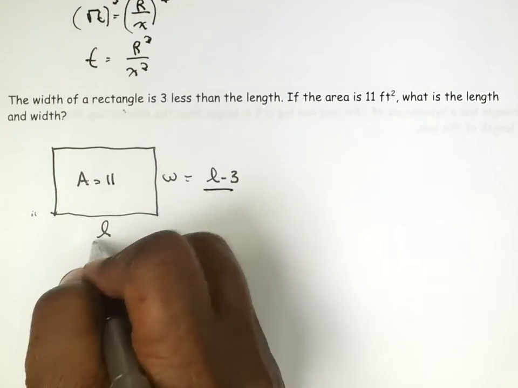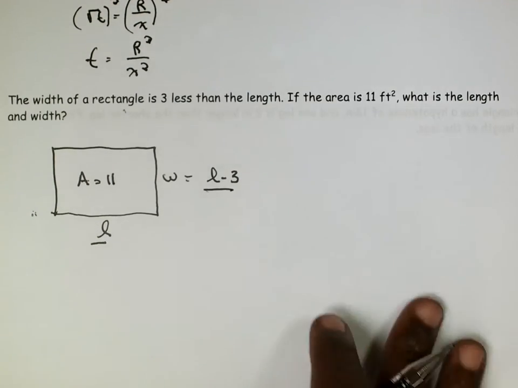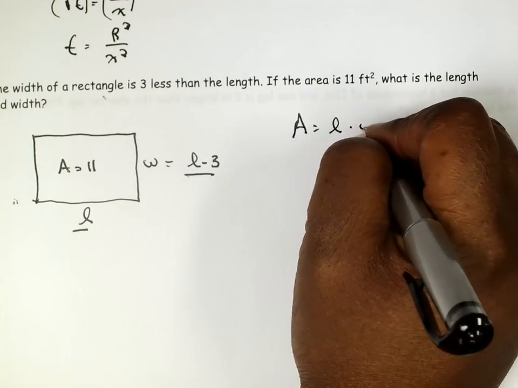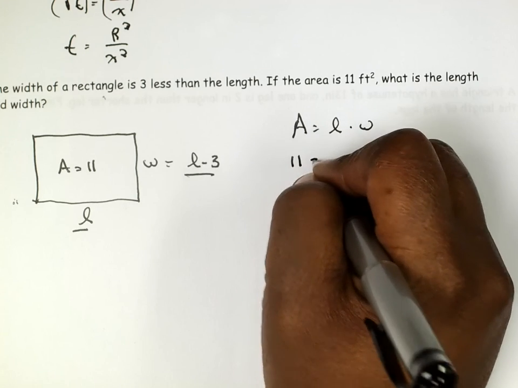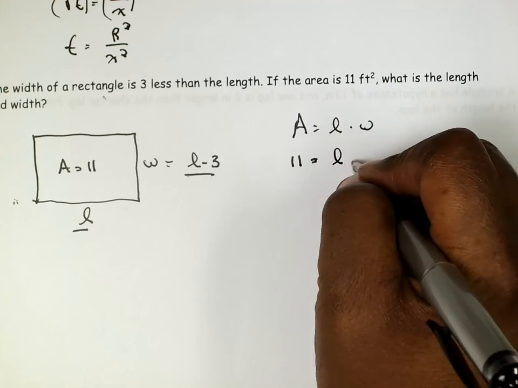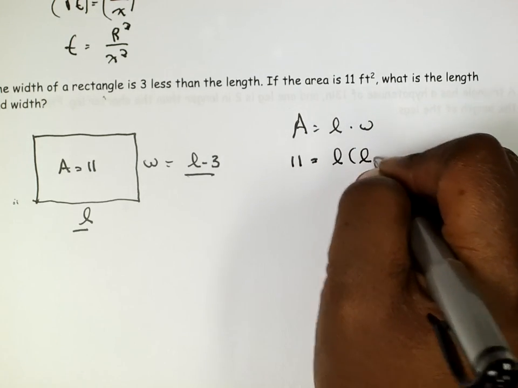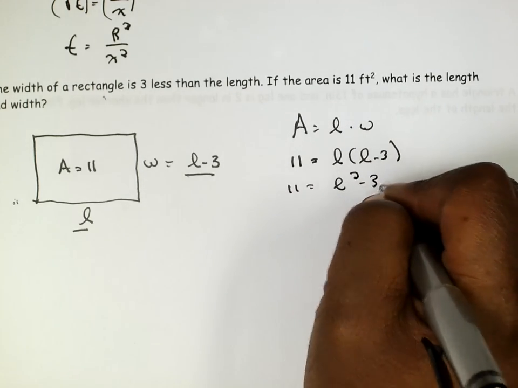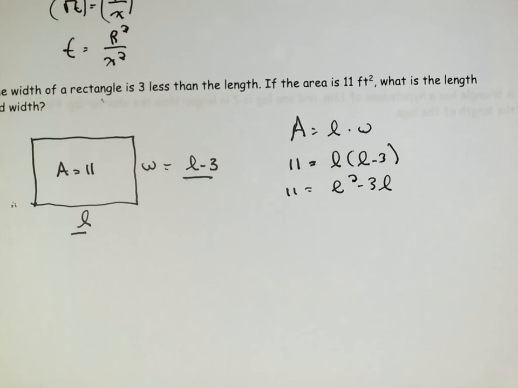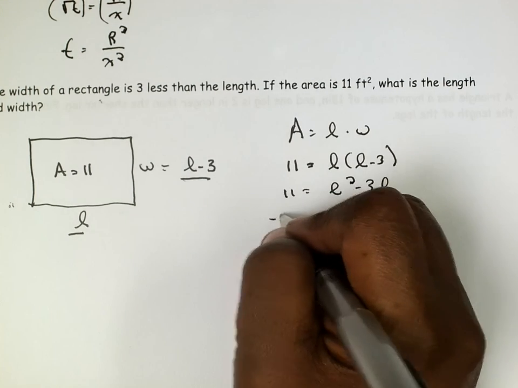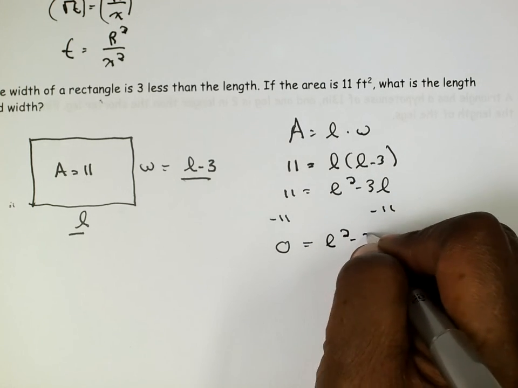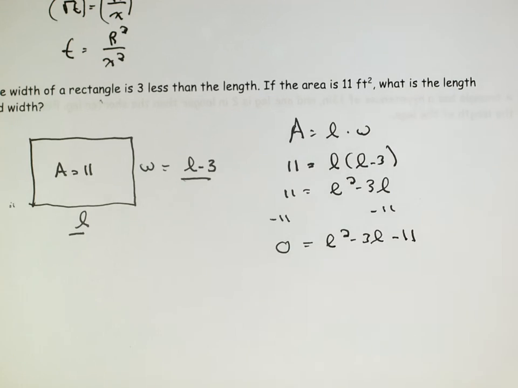So because I want everything in one variable, I'm just going to do it in terms of L. So area we know is length times width. I'm plugging in 11 for the area. Use L. And then for the width, we're going to use L minus 3. So I'll distribute that out. I get 11 equals L squared minus 3L. And whether I'm factoring or using a quadratic formula, I have to get it set equal to 0 and put it in standard form.